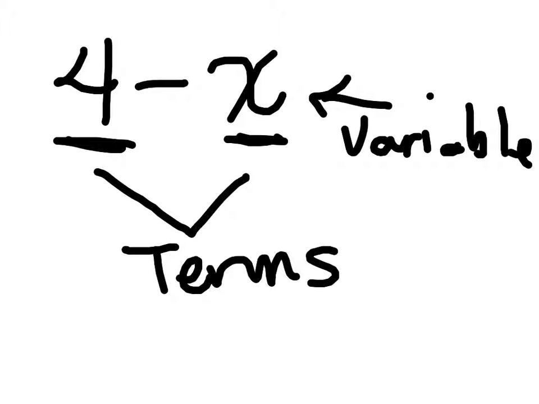So this is an expression. And the 4 is a term and the x is a term. The 4 actually, sitting there by itself, is called a constant. Just the number 4. It's constantly 4. And the minus x just means that the x is our variable, and that's an unknown.